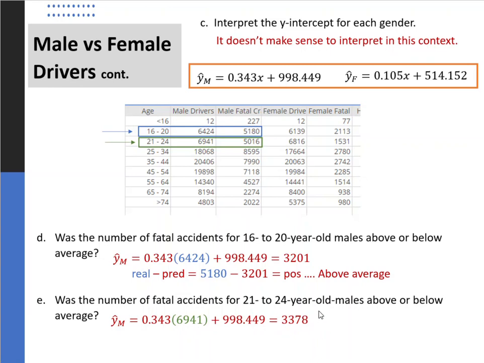That's for when we had 6,941 male drivers. We take the real value of fatalities minus the predicted value. Real fatalities was 5,016. Predicted fatalities is 3,378. We can see that that's going to give me a positive value. So once again, we would say that the actual fatalities is above what we would expect for an average.